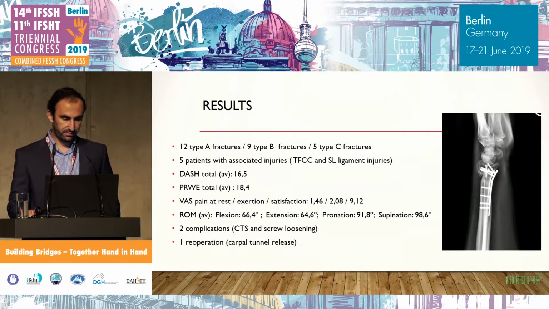Regarding the range of motion, flexion 66.4 degrees, extension 64.6, pronation 91.8, and supination 98.6. So quite nice results regarding these ranges of motion. We had 2 complications, a carpal tunnel syndrome and a screw loosening, and 1 patient had to be reoperated for the carpal tunnel release.